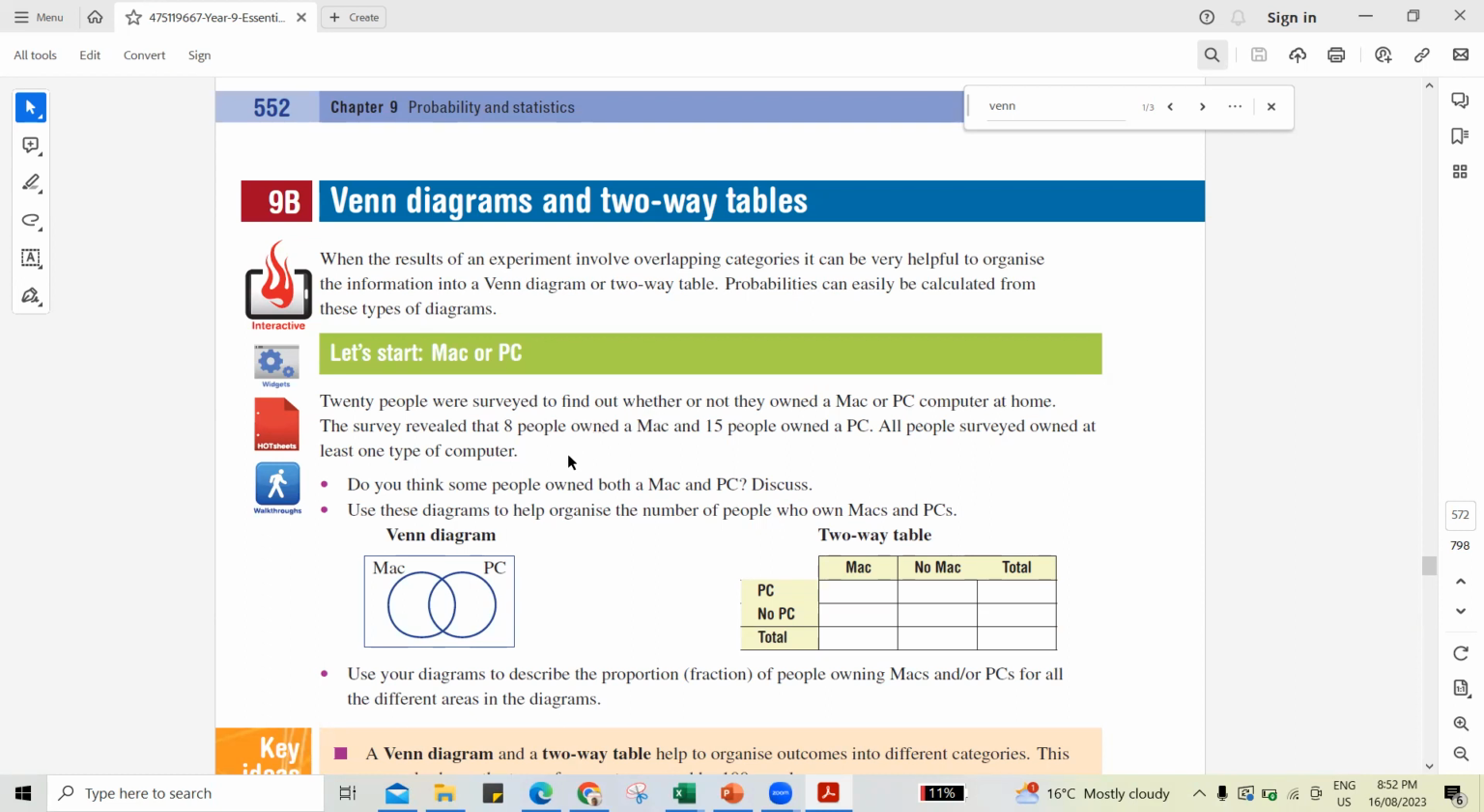Can you write? Yeah, we have drawn a Venn diagram. That's two circles, one for PC, one for Mac computer. Now, can you read that question?